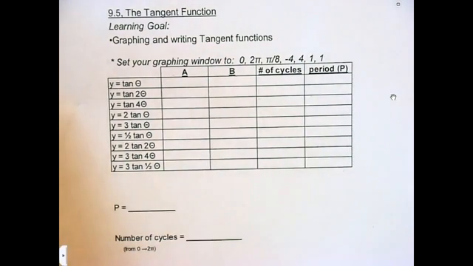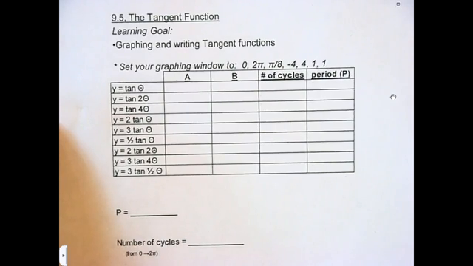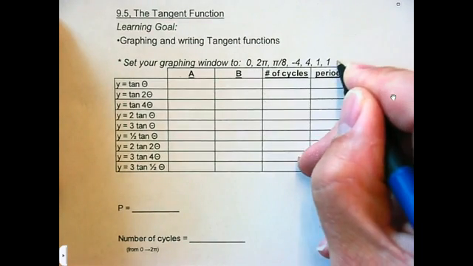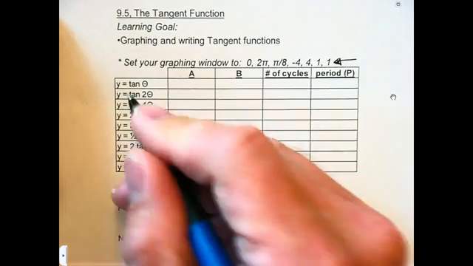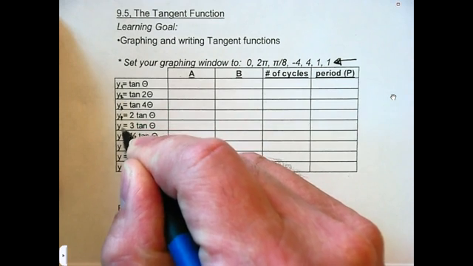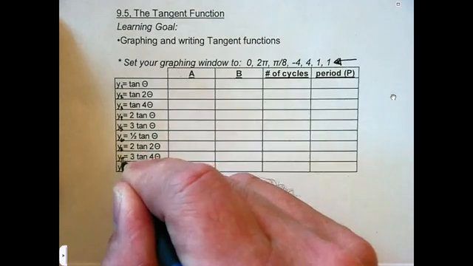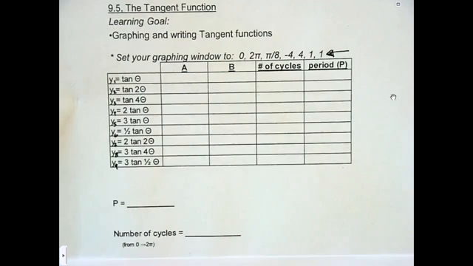So on this, as you're trying to deal with number of cycles and period for tangent, I will tell you it's different than sine and cosine. Make sure that you're in the correct viewing window here. So set your window here, and then enter these as your y sub 1, y sub 2, 3, and so on. And then go ahead and fill out that table, please. Okay? So putting that into our graphing calculator.